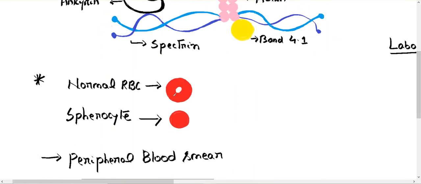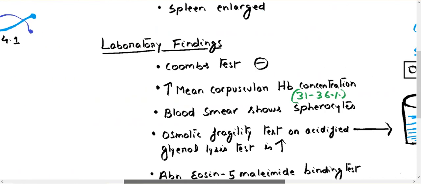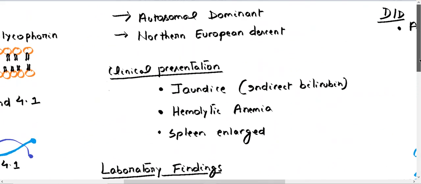So when the RBCs lose the membrane, they become smaller in size and they lose the central pallor. So the surface area to volume ratio is decreased, and you can see compared to the normal RBC which has the central pallor, in hereditary spherocytosis they do not have the central pallor. Okay, so that was the pathophysiology that we see in hereditary spherocytosis.